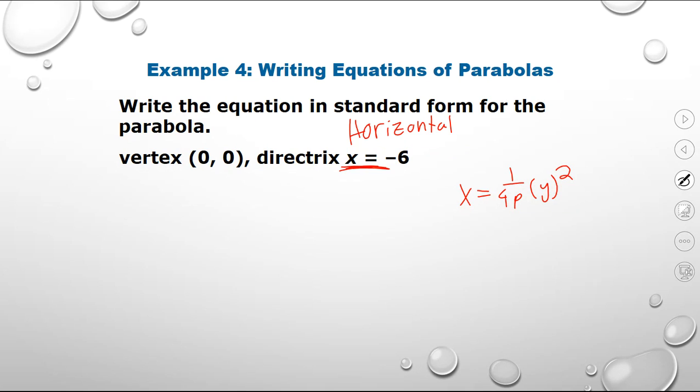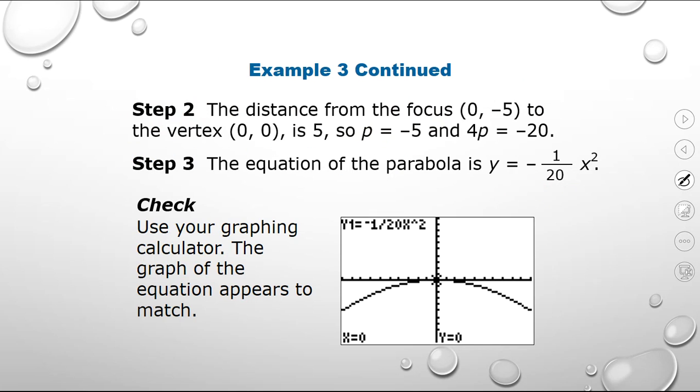Again, I know I've got to use this one because x equals is sort of my giveaway that this is going to be a horizontal parabola. Alright, the directrix is negative 6. What did we say before?